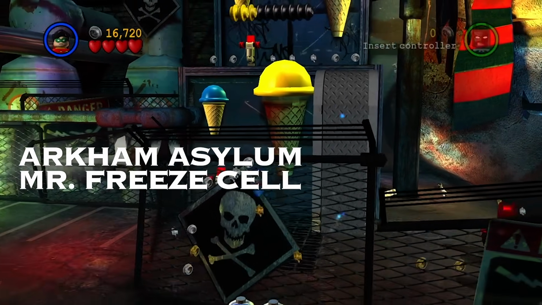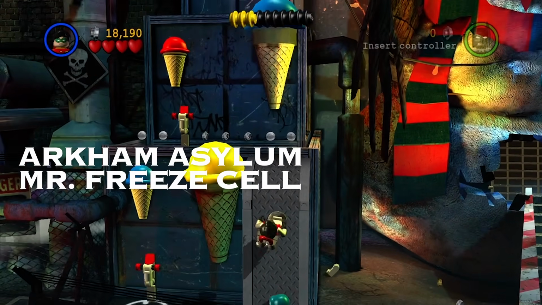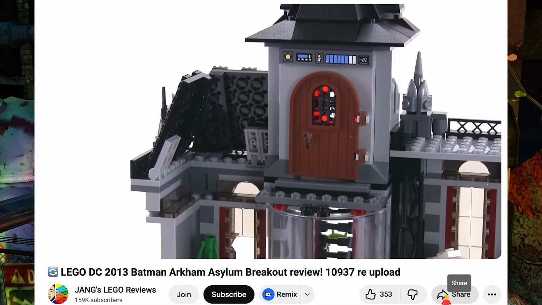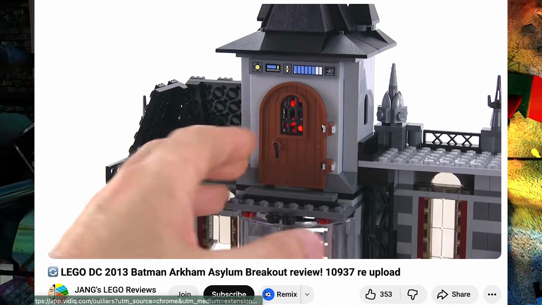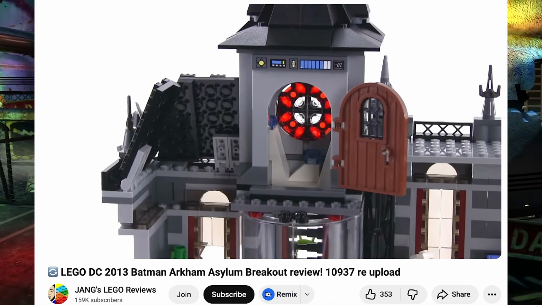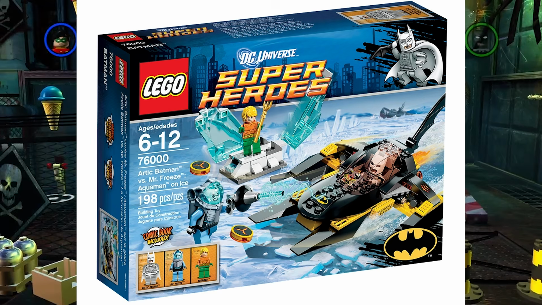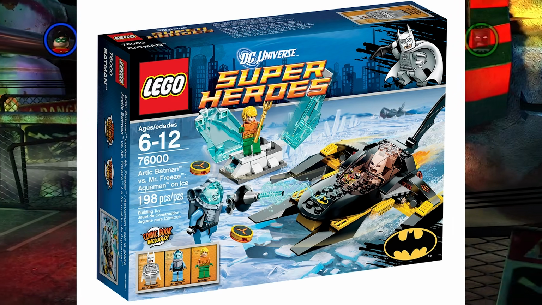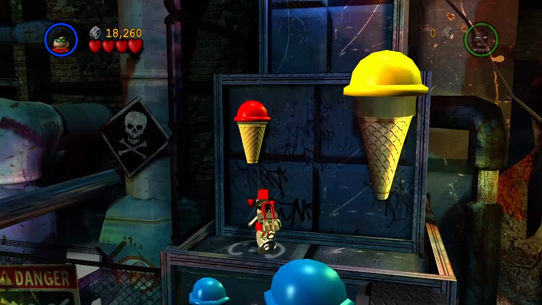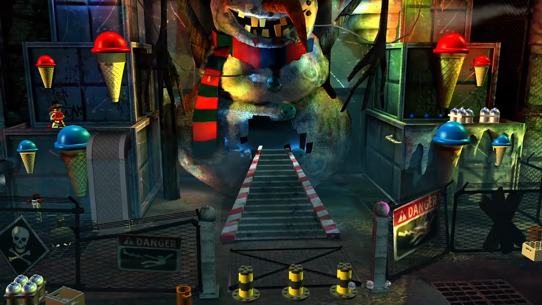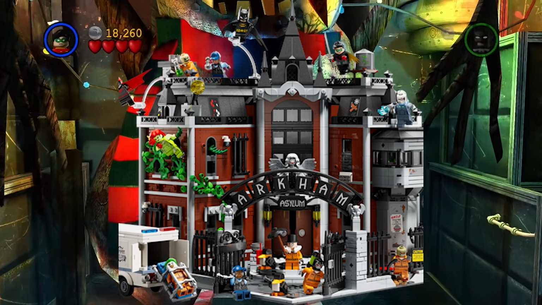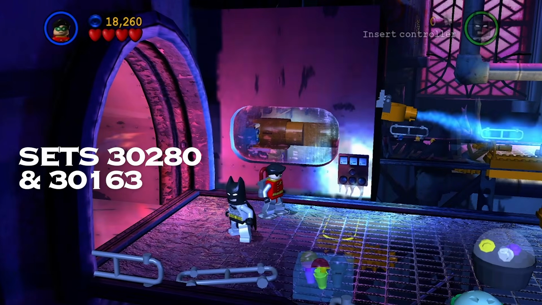Arkham Asylum Mr. Freeze Cell. So in 2013, LEGO released the second iteration of Arkham Asylum, and one of the rooms included was Mr. Freeze's cell. I think the significance of this entry is that Mr. Freeze, despite having his own cell in the set, isn't actually included in the set. Rather, he was included in a $20 set from that same wave. To be clear, this iceberg chart is from 2022, and so it's pretty clear that this is what this entry refers to, as opposed to the 2025 Arkham Asylum set, which does include Mr. Freeze.